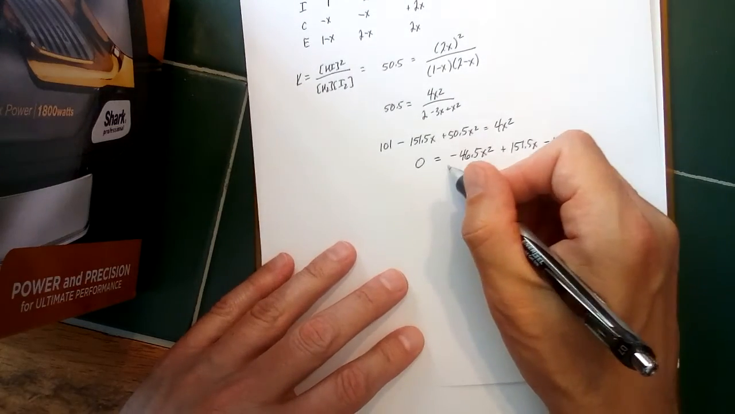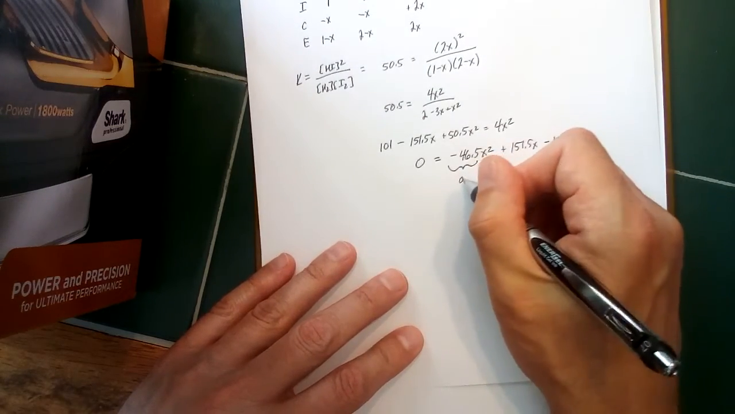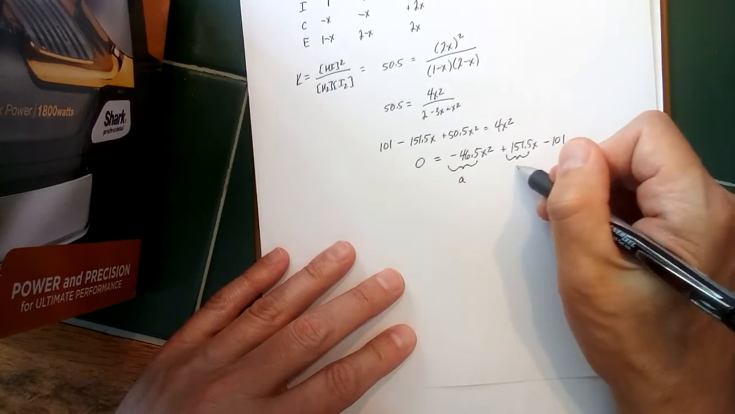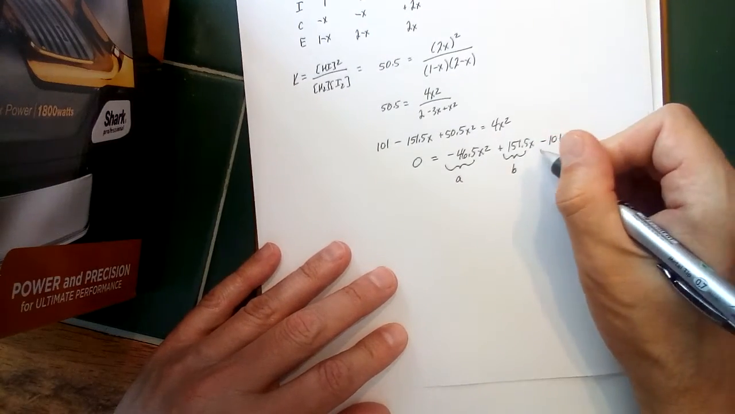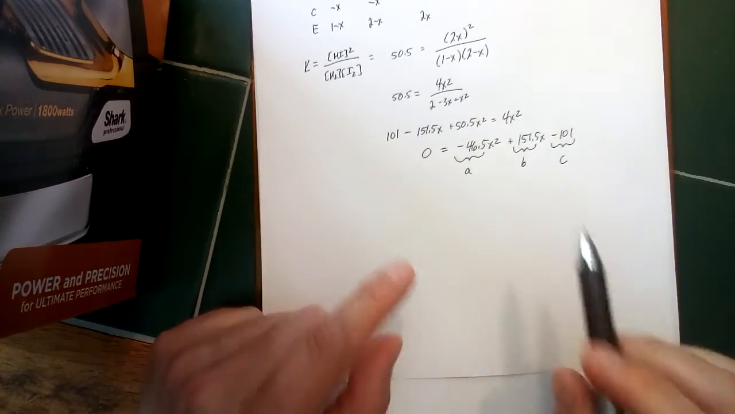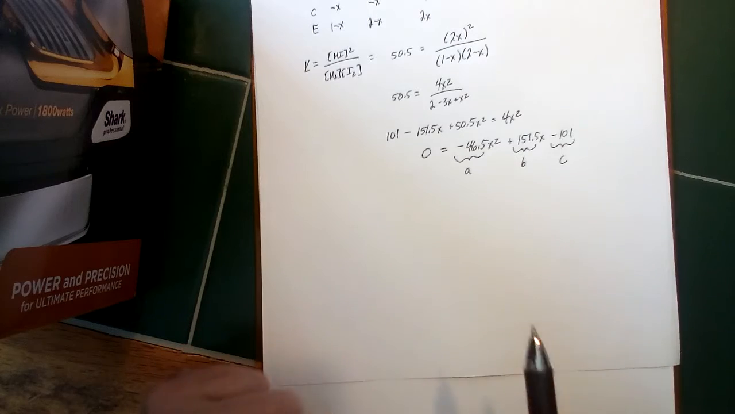And this is the form that I want for the quadratic equation. In fact, in this case, this value right here would be the variable called a, the x squared term. This value here would be b, and this value here would be c, the numerical term. You could plug these into the quadratic equation.